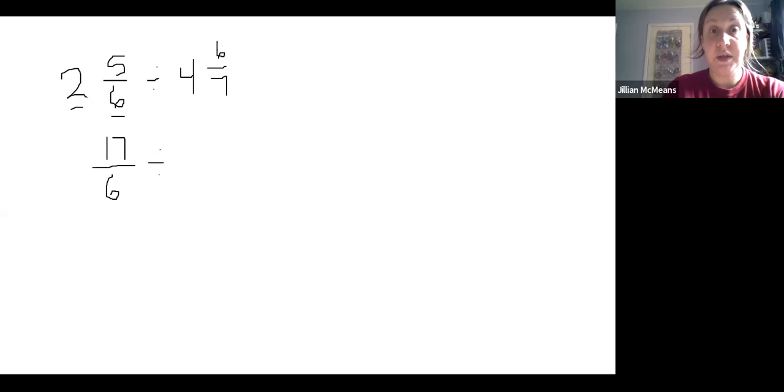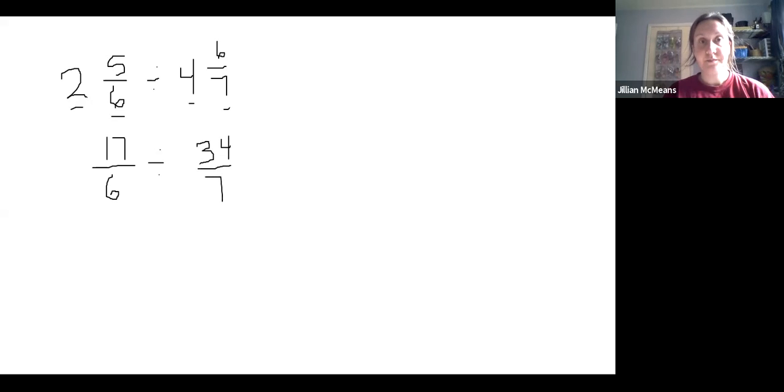For the second mixed number, we take 7, the denominator, times the whole number 4. Well, 7 times 4 is 28. 28 plus 6 is 34 over 7. Okay, so we took care of the first step. We're no longer dealing with mixed numbers. We have improper fractions.